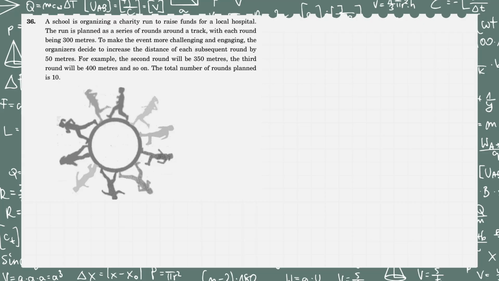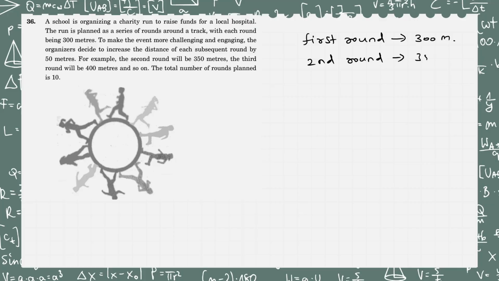Let us try to understand the situation. A run around a track is planned, but not the same distance will be covered every time. Okay, for example, for the first round, they are about to run 300 meters, right? And in the second round, it will be increased by 50 meters, they are saying, right?